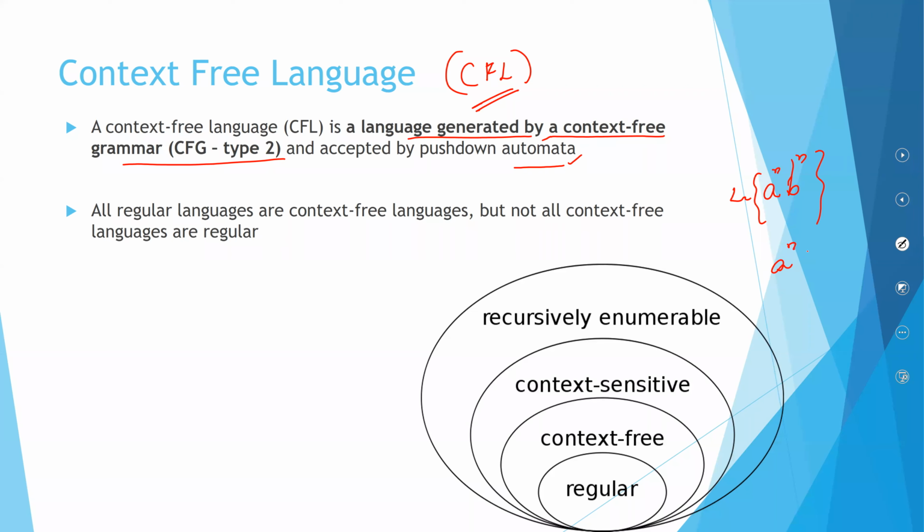Imagine you have a language like this, a raised to n, b raised to n. The same logic. You need memory, you need a stack. It can be accepted only by a push-down automata. You can generate only context-free grammar. It is a context-free language.